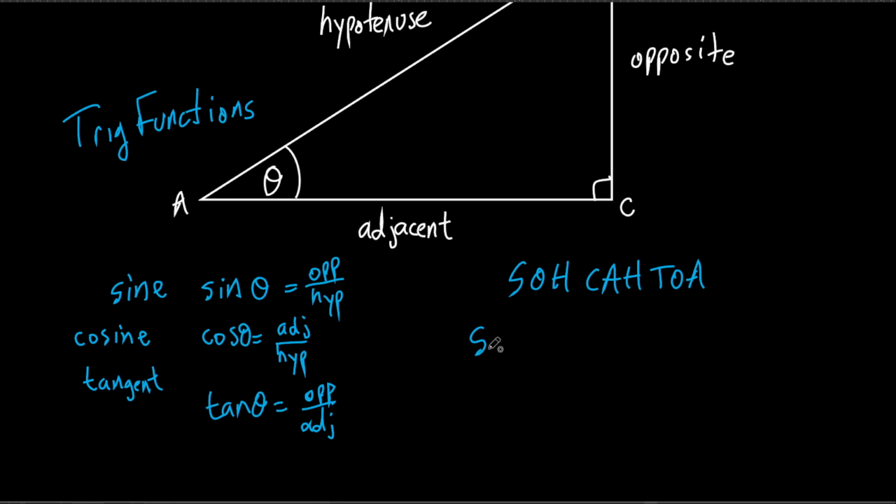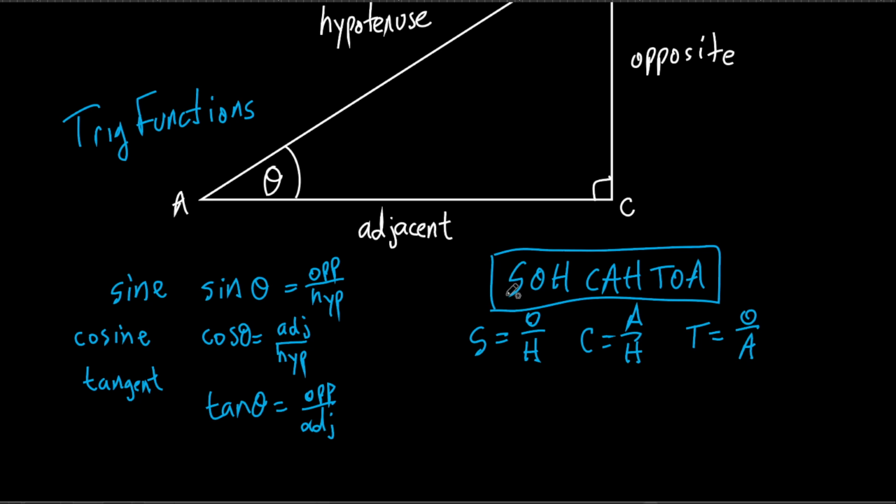That means that the sine, I'm going to just put letters here, is equal to what? Opposite over hypotenuse. What is the C? C is the cosine. That means the adjacent over the hypotenuse. And what is the T? That's tangent, equals the opposite over the adjacent. That's what it means. But this is just a little mnemonic device that you can use to remember those trig functions.